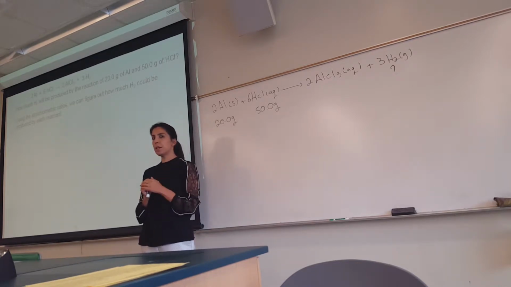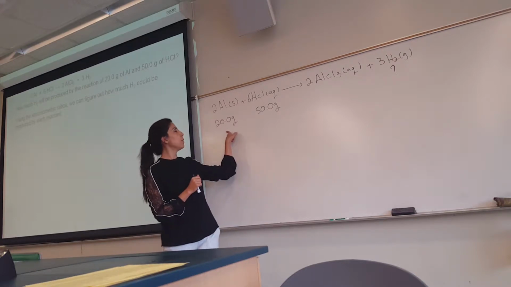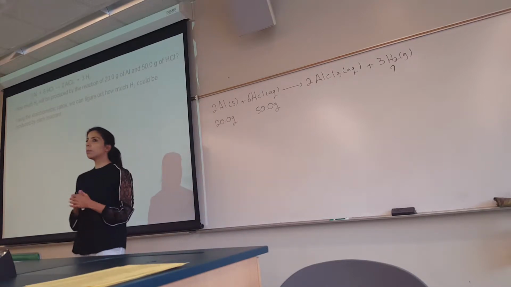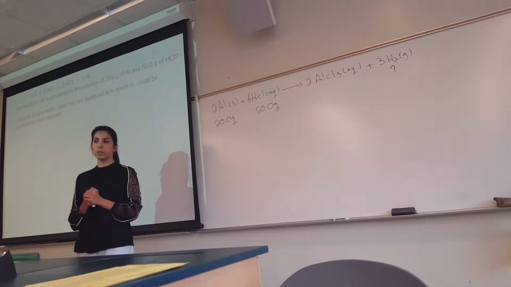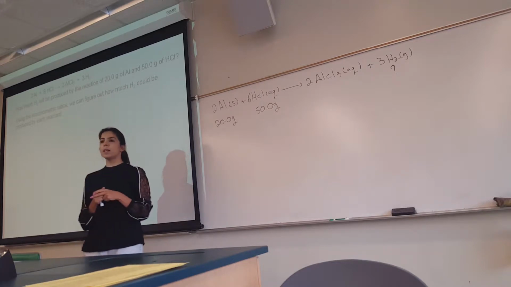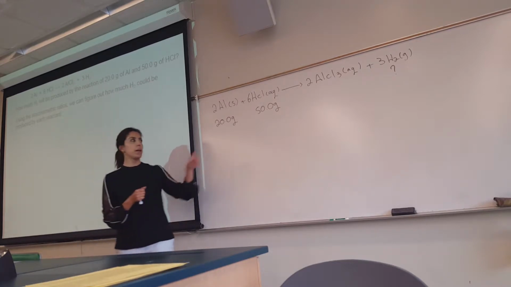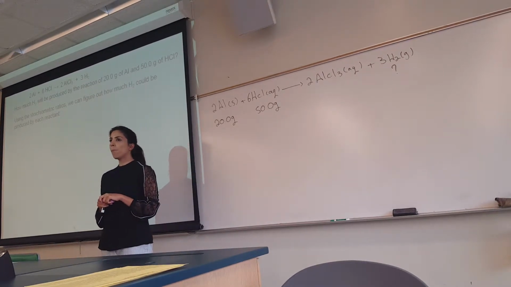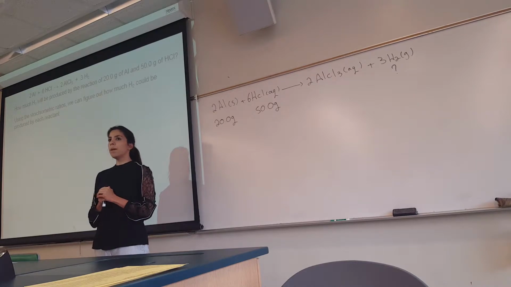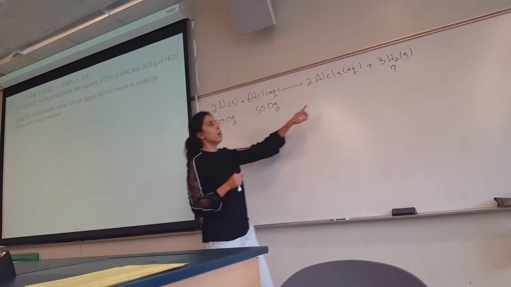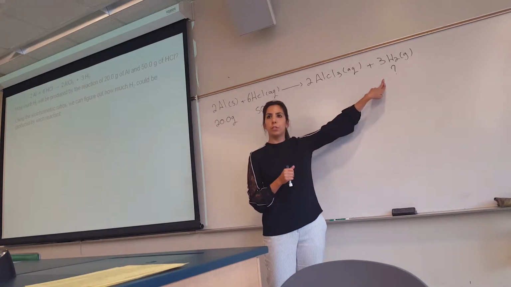So my first step now is to find out if these two, 20 grams of aluminum and 50 grams of hydrochloric acid, are in a stoichiometric ratio or not. There are a couple of ways, at least two ways, that I want to show you to find out if these two are in a stoichiometric ratio or not. Method one would be looking at the amount of product that would be produced.